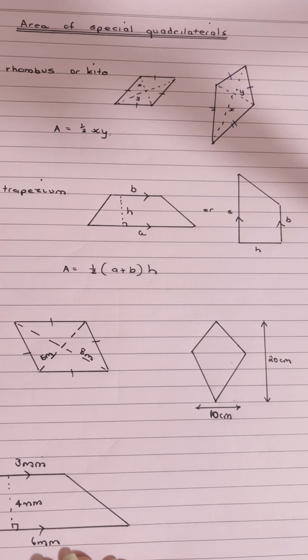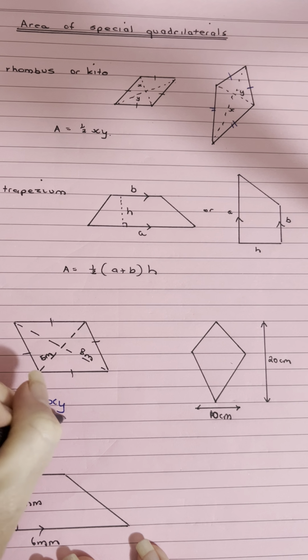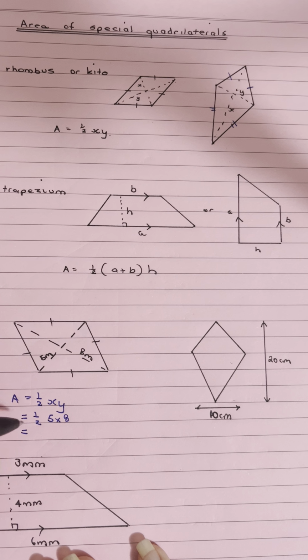The first one is a rhombus, and so because it has the same length sides on each there, we've got our internal lengths of 5 and 8, so we've got a half xy. We're going to do a half of 5 times 8. 5 times 8 is 40, a half of 40 is 20, and that's meters squared.